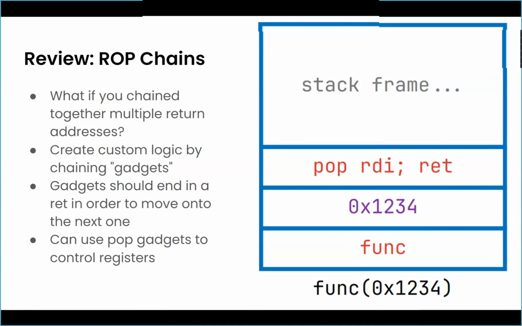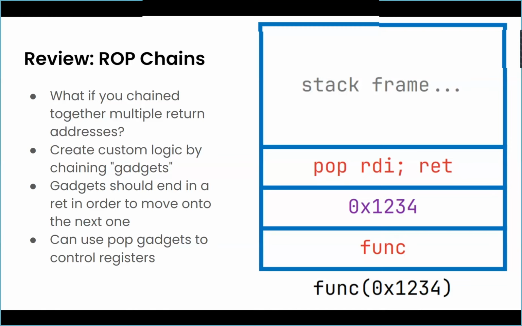If you overwrite just a return address, then you can do one jump. But what if you chain together multiple things? We do this by utilizing gadgets, which are small sets of opcodes that are already in the program. It's very important that gadgets end with a ret instruction, because the ret will jump to the next gadget. So imagine this code is executing. A pointer to the pop RDI ret gadget will be first on the stack, and it'll return to this gadget.